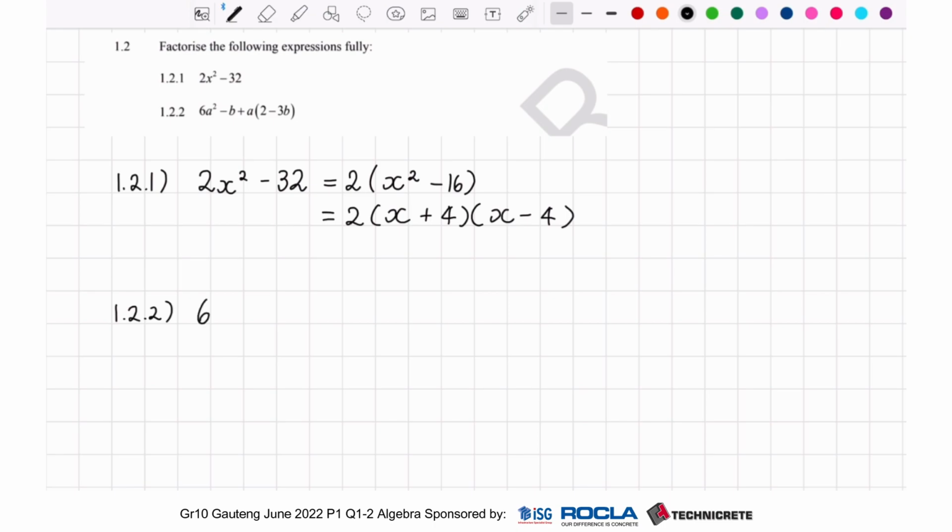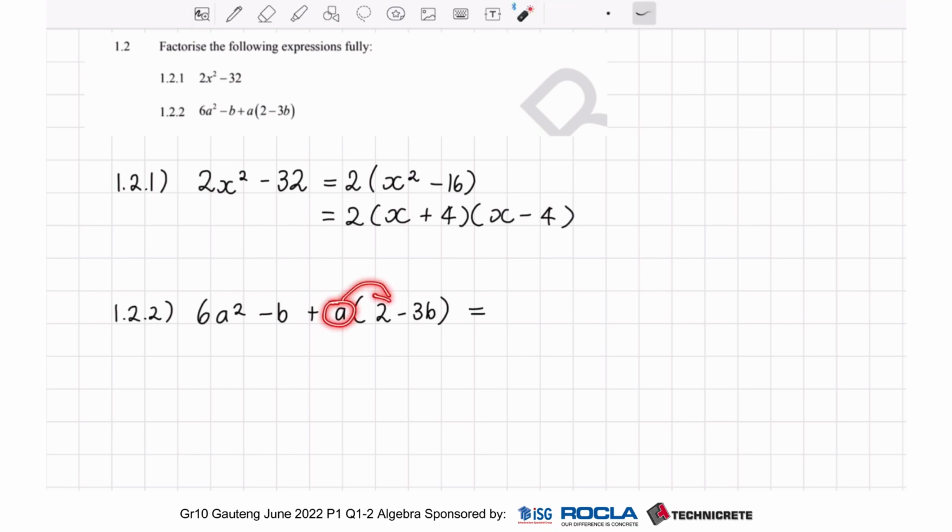1.2.2, I'm given 6a squared minus b plus a(2 minus 3b). So I'm asked to factorize, but I can see that in this expression, I don't have any common factors within the terms at the moment as it stands that I can factorize. So what I'm going to start by doing is distribute this a into this bracket.